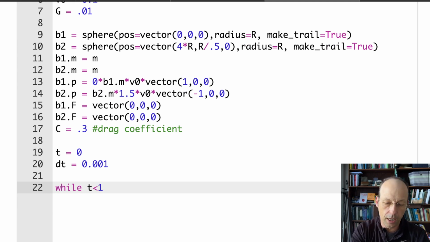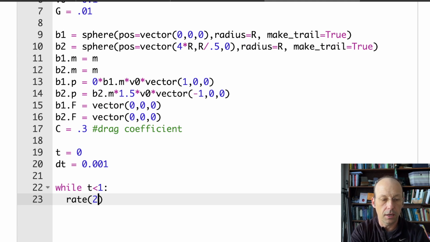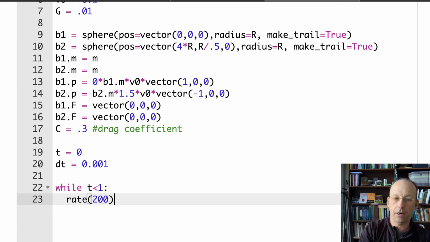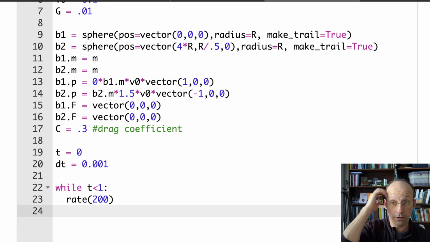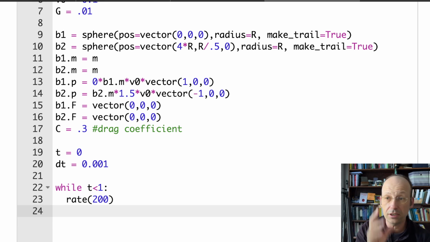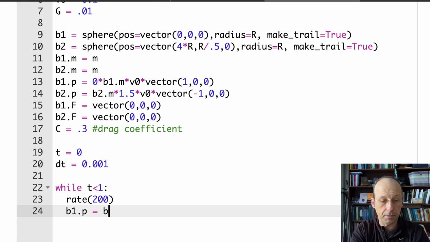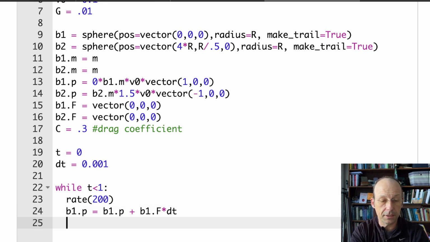Because I have a short time interval, and I don't want it to go too fast, I'm not going to run it in real time. I'm going to run it at 200 calculations per second. Let's just update the momentum. That's all I'm going to do. So b1.p equals b1.p plus b1.f times dt. I have a b1.f. That's the net force on mass 1.